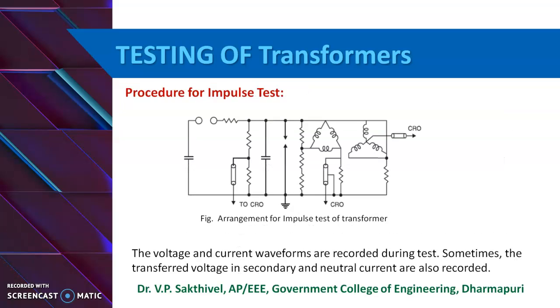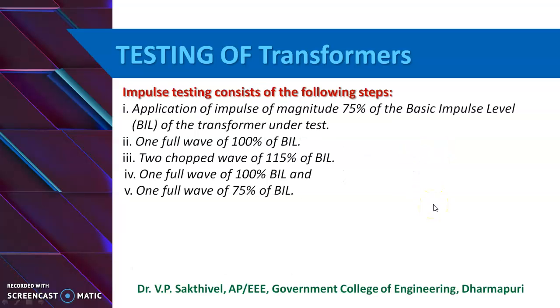Then the procedure of conducting impulse testing. Here the transformer primary and secondary are connected to the CRO. The schematic diagram of the transformer connection is shown in this figure. In transformer testing, it is essential to record the waveforms of applied voltage and current through the winding under test. Sometimes the transferred voltage in the secondary and neutral current are also recorded.